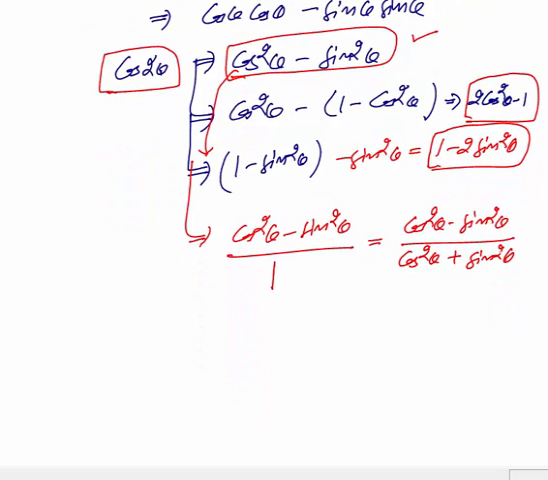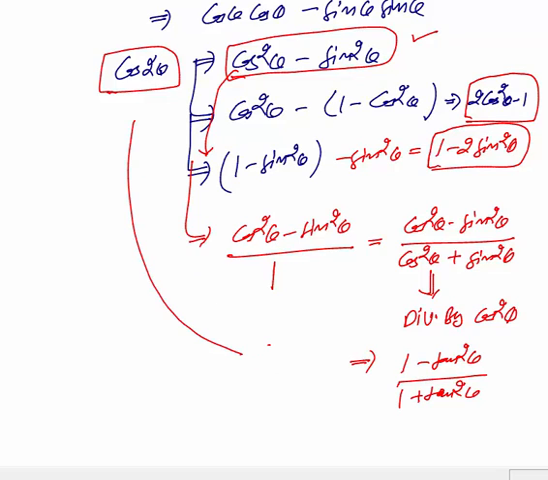Now if you divide this expression by cos square theta, what will you get? 1 minus tan square theta upon 1 plus tan square theta. This is also equal to cos 2 theta. So everything you can derive.